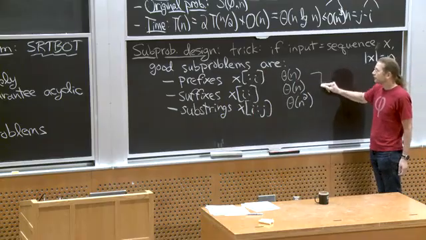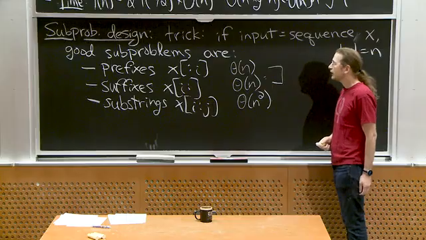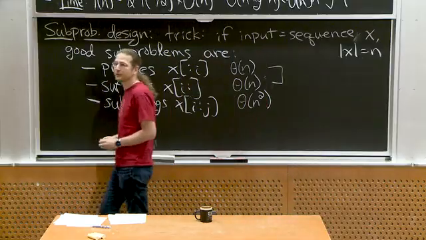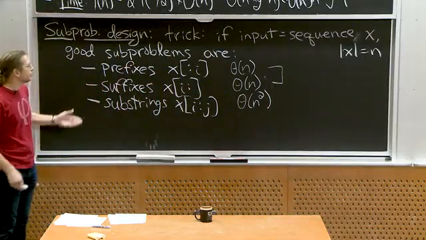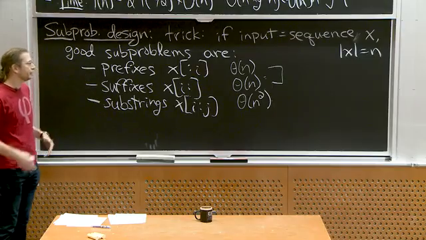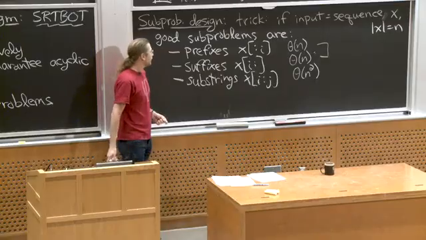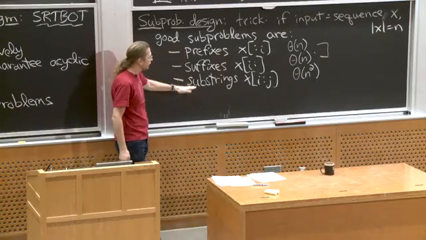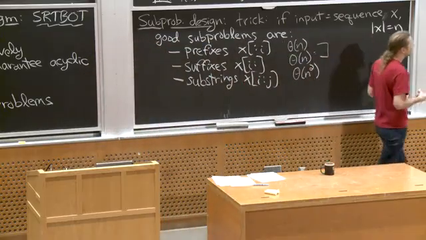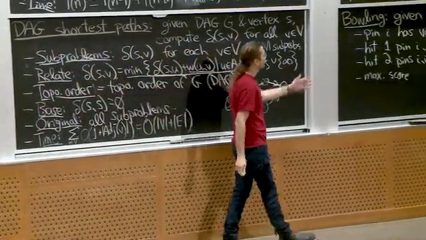Now, prefixes and suffixes are obviously better because there are fewer of them, linear instead of quadratic. For almost every problem you'll encounter, prefixes and suffixes are equally good. It doesn't really matter which one you choose; you just choose whichever is more comfortable for you. But sometimes it's not enough, and we'll have to go to substrings. That won't be for another lecture or two. Today, I claim that prefixes or suffixes are enough to solve the bowling problem.